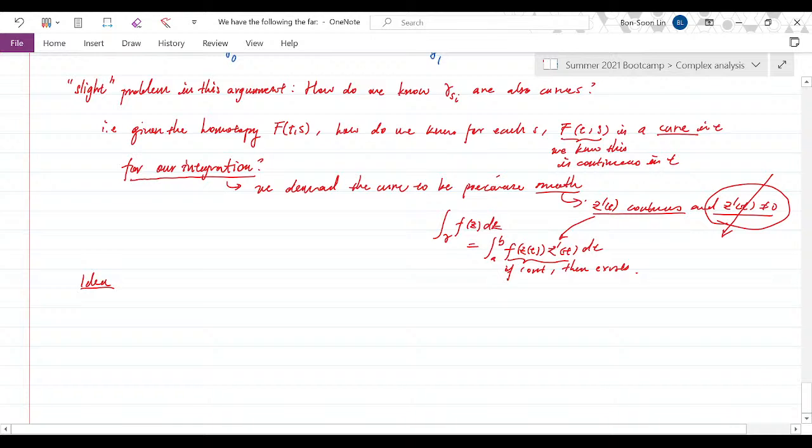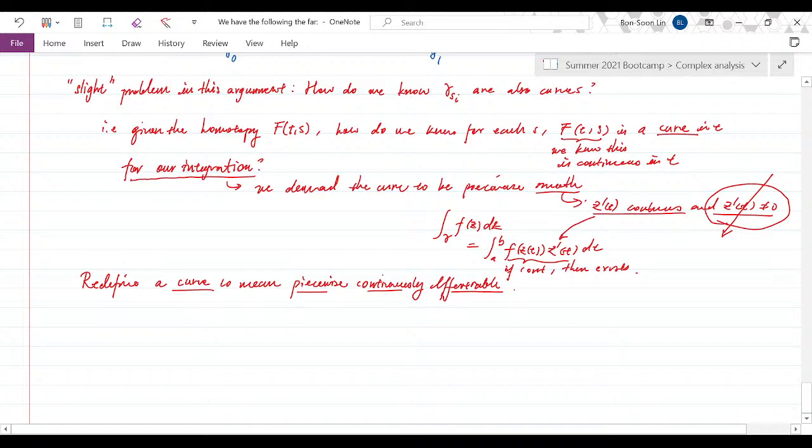I'm going to redefine our curves to be just piecewise continuously differentiable, okay? So before, we were defining curves as continuously differentiable and non-vanishing, basically regular, but I'm going to redefine our curve to mean piecewise continuously differentiable. That is to say, its derivative is continuous. Okay.